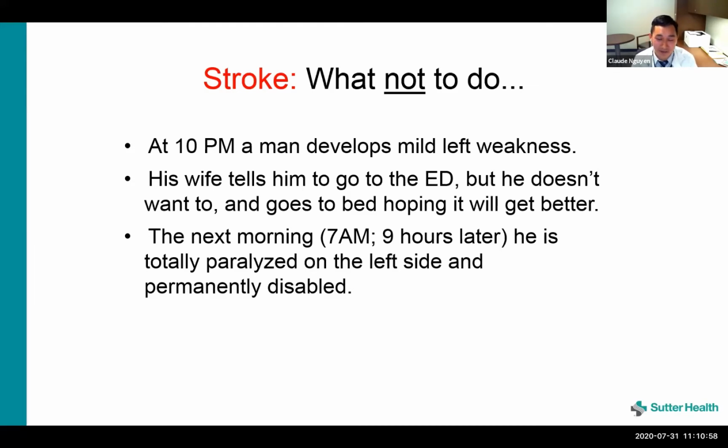You may not be surprised to hear that I hear that a lot: patients who come into the hospital, their spouses are at them because they didn't listen to them earlier, and unfortunately by the time that they do, it's too late. So just listen to your loved one, go to the hospital as soon as you can. I can't stress that enough.